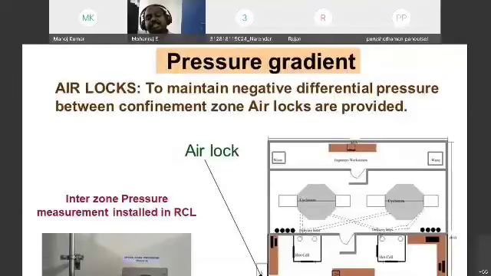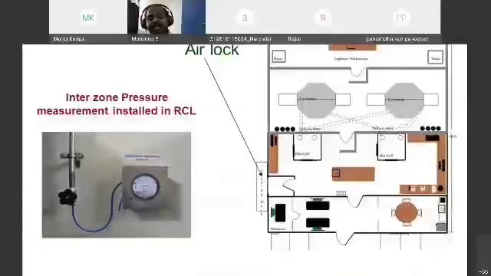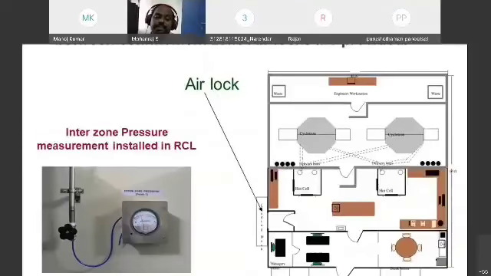So pressure gradient. Generally I said about various zones: white, green, amber, red. In each zone a pressure has to be maintained. What I said is that in the red zone radioactive materials will be handled, and in the amber zone people will be working.